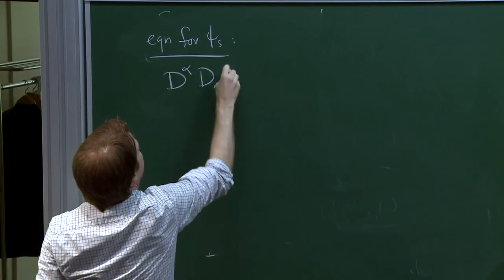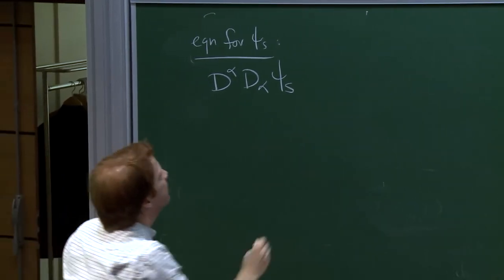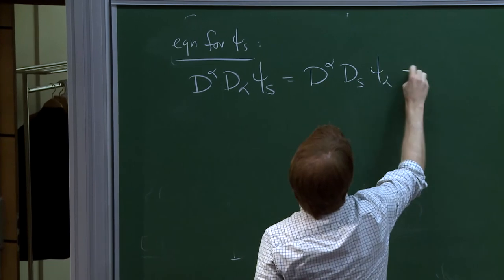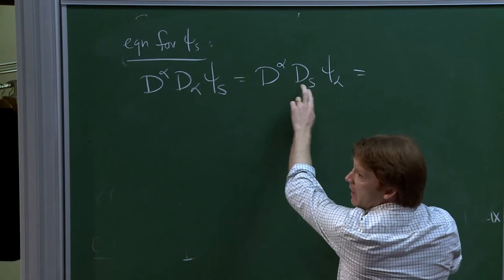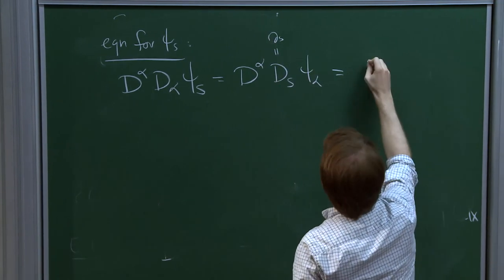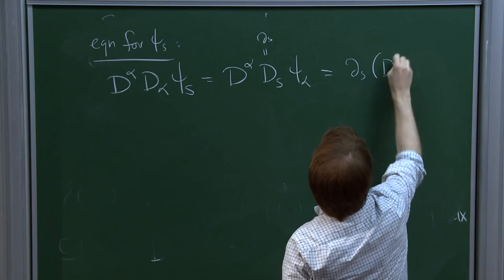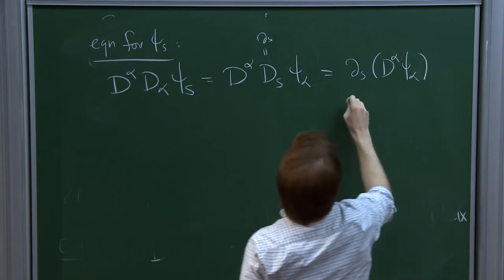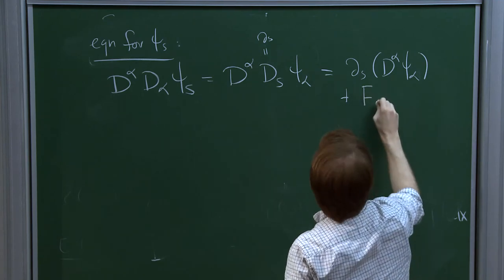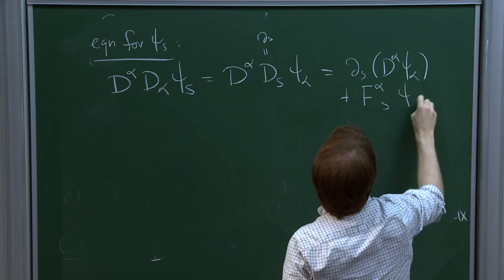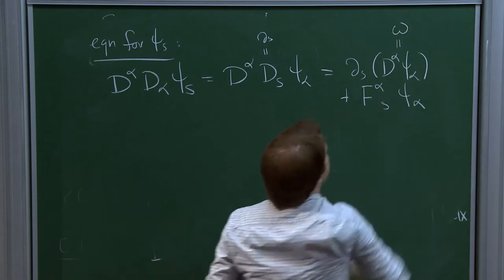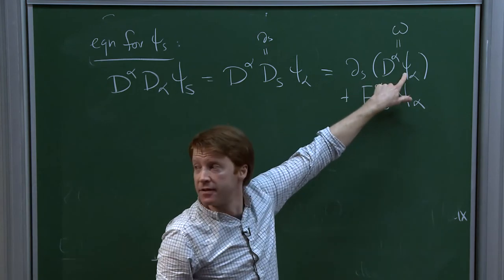So if we just take D alpha of psi s, we can commute these two. This is D alpha D_s psi alpha. And now we pull the s derivatives out. Remember, this is just partial_s, but we introduce a curvature term. So this is D_s of D alpha psi alpha, plus the curvature arising from these two, F_{alpha s} psi alpha. And I'll call this w. So this is a scalar now. D alpha psi alpha is a scalar.